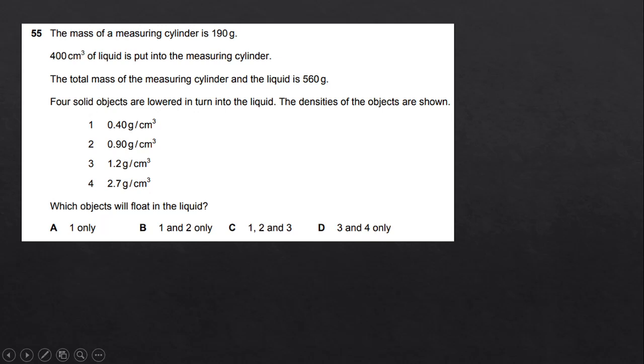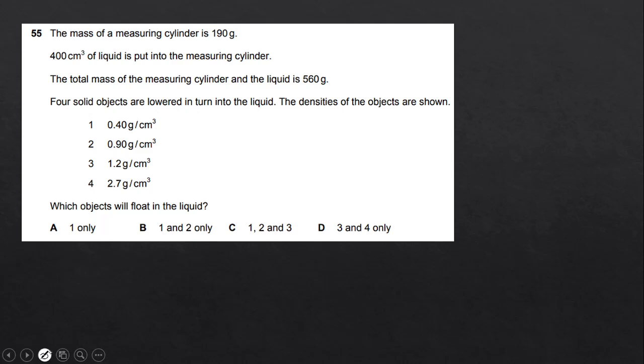Question 55. The mass of a measuring cylinder is 190 gram. 400 cm cube of liquid is put into the measuring cylinder. The total mass of the measuring cylinder and the liquid is 560 grams. 4 solid objects are lowered in turn into the liquid. The densities of the objects are shown. Which object will float in the liquid?